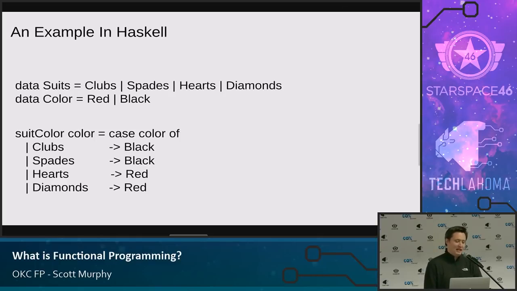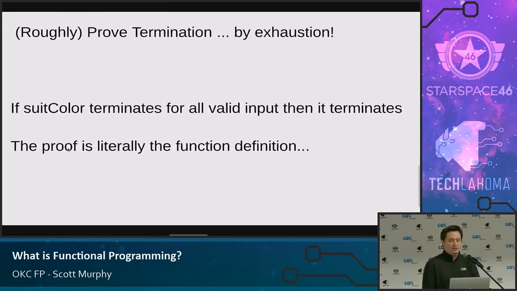But yeah, so suit, and then the case of suit is going to either be a club, a spade, a heart, or a diamond, right? There can be no other input because we've defined our input. There can be no other output because we've defined our output. So the proof is unbelievably easy, right? It's just a proof by exhaustion. You have all your inputs. You just simply work through every single input, and then you have all your outputs.